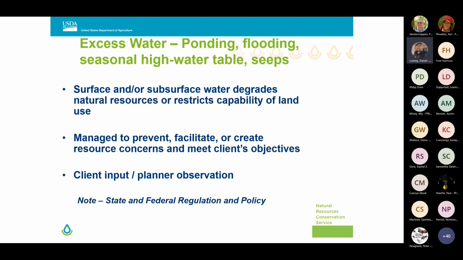Excess water, ponding, flooding, do we see that? What is the cause of that? A lot of times we look at our soils report and see that soils will say occasionally ponded or flooded, and that's describing the natural condition. But when we're looking at the resource concerns, what is the effect of that ponding, flooding, or seasonal high water table seeps? What is the effect of that? What does the producer need to do to prevent those conditions from causing a resource concern?